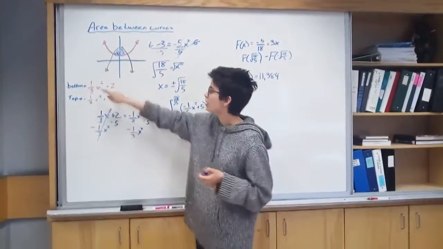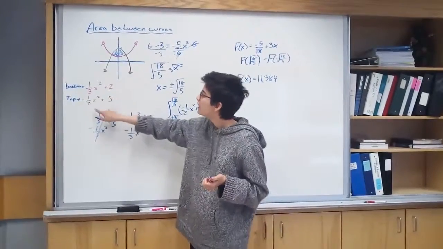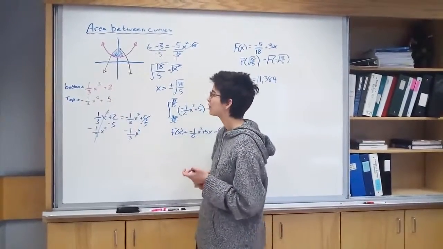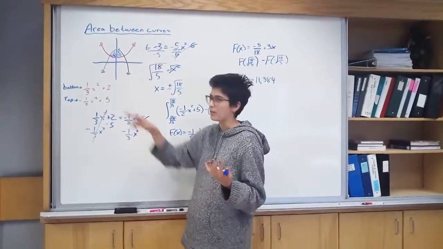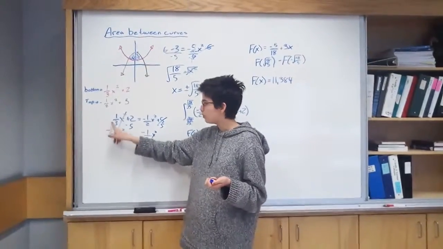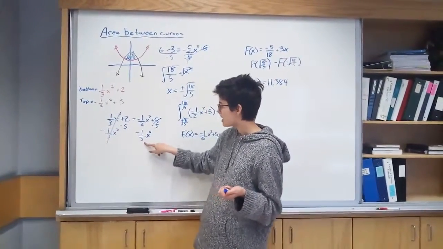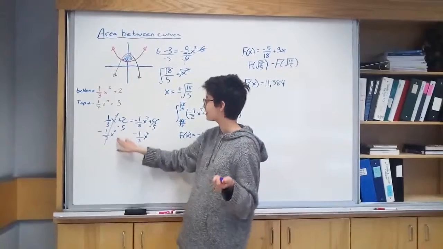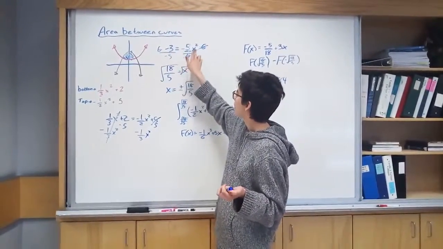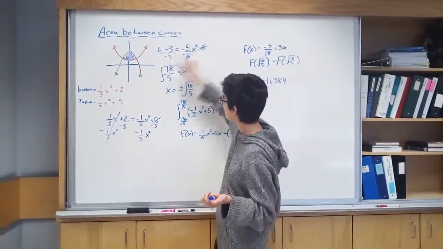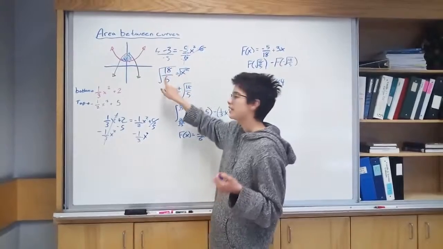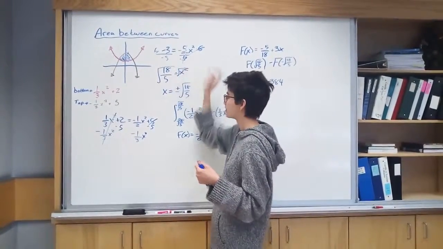So our two functions are 1/3 x squared plus 2 and negative 1/2 x squared plus 5. First of all, we need to find our bounds, and our bounds are the 2 points where they intersect. So we make them equal to each other, and I moved the 1/3 x squared over to this side, and then I moved my positive 5 over to this side, which leaves us with negative 3 is equal to negative 5x squared over 6. I multiply by 6 and divide by negative 5, which leaves us with x squared is equal to 18 over 5. Then I took the square root of both sides.